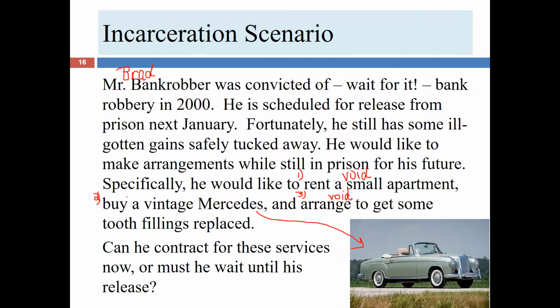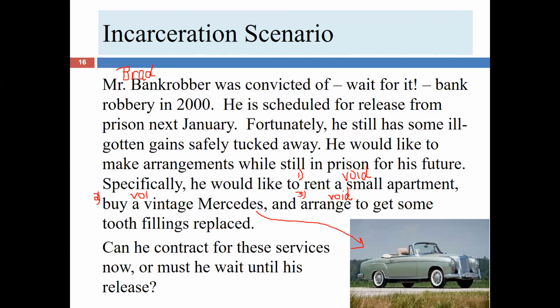This second contract isn't maybe for a necessary. Certainly people don't need a vintage Mercedes, but you could argue in certain parts of the country that you do need a car to get around. Maybe there isn't sufficient mass transit available. So you might be able to argue that it's a necessary, but whether it is a necessary or not, it's clearly going to be a void contract.